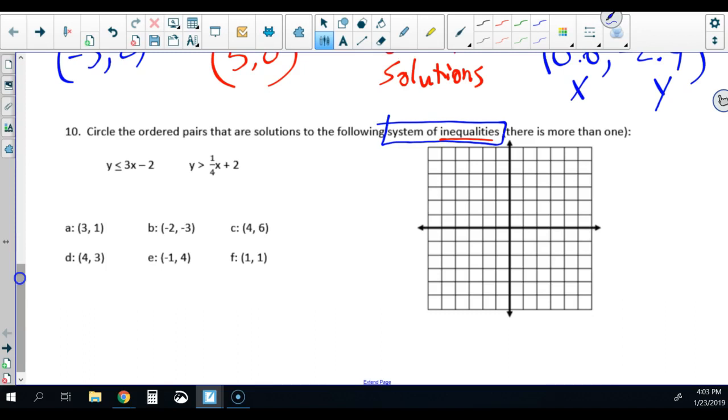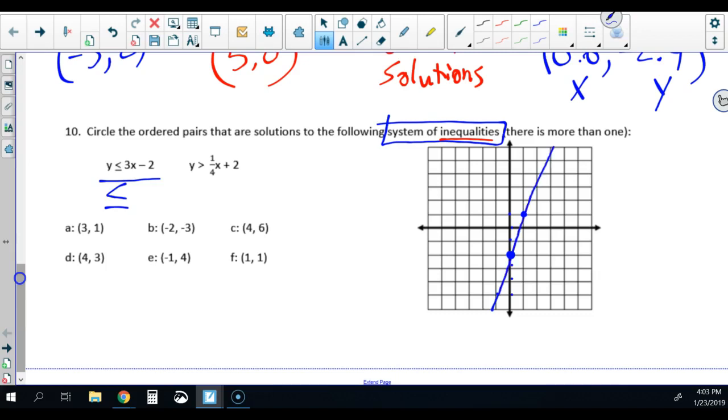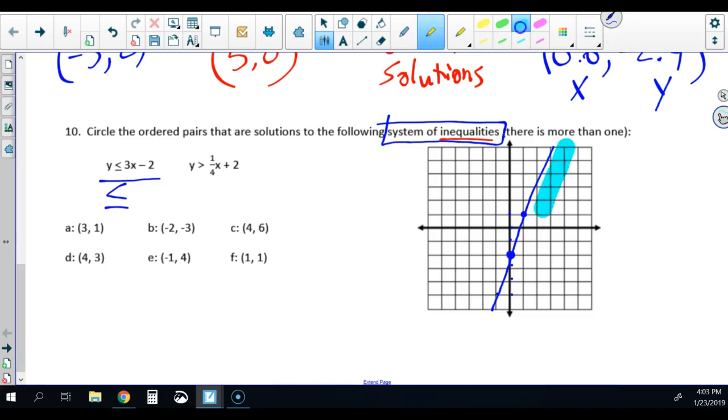First, we're going to graph it. I can graph y is less than or equal to 3x minus 2. Start with my y-intercept minus 2. My slope is 3. So there's that line. This is less than or equal to, which means solid line, shade below. So there's that. Shade below.